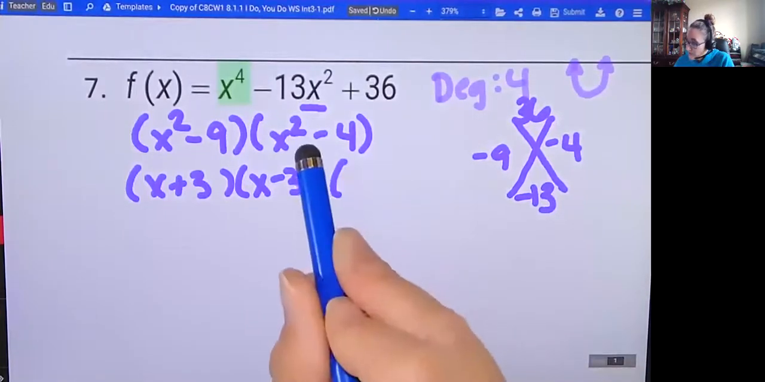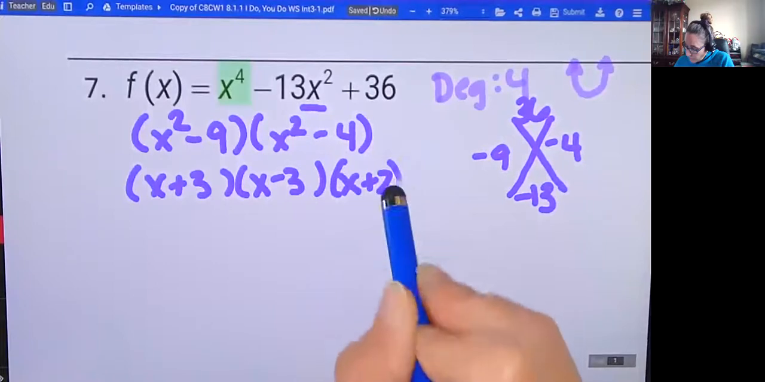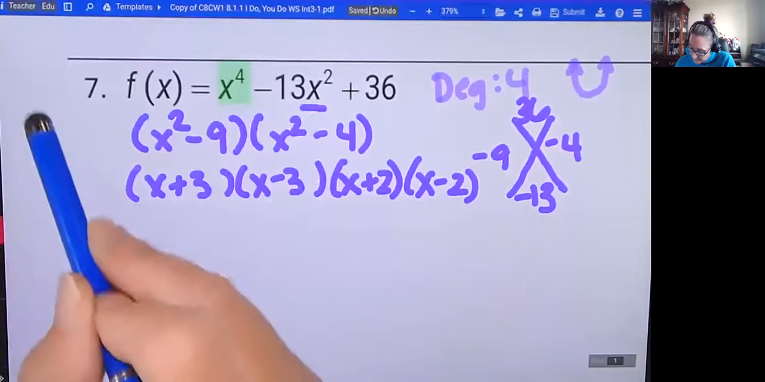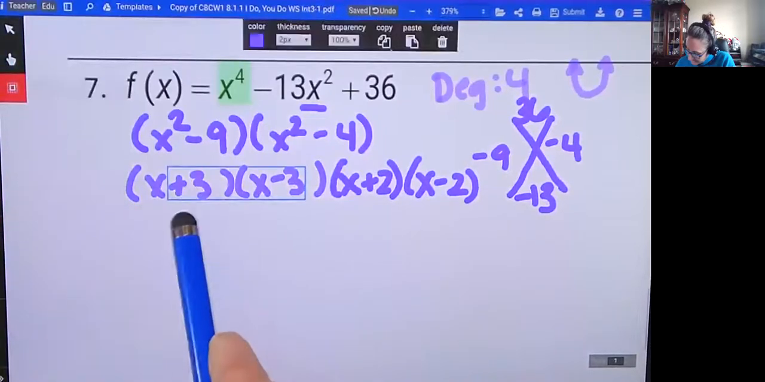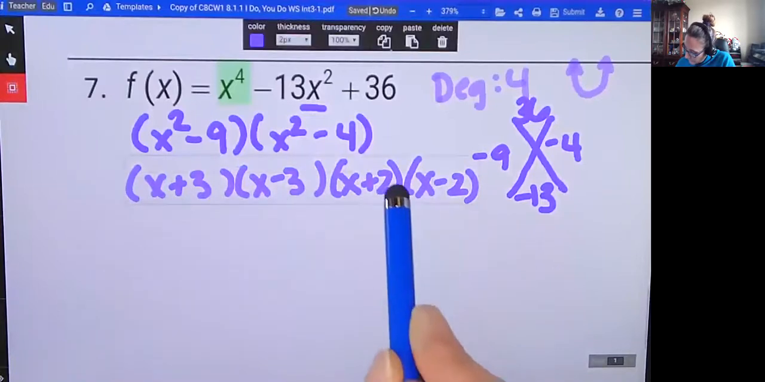And then I'm going to do the same thing here. This is also a difference of 2 squares. This is going to be an x plus 2 and an x minus 2. Okay, and let's see if I can move this. See if I can move more of it just to here.